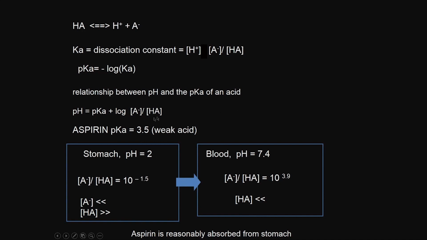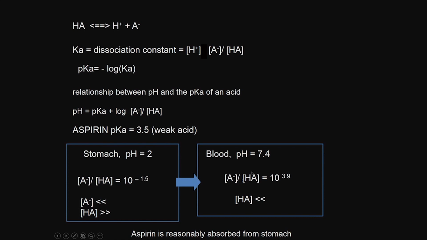If you want to find out, for example, whether aspirin, which is an acid with pKa 3.5, gets absorbed: the stomach has a pH of 2, blood has a pH of 7.4. So, what is A minus divided by HA? At pH 2, that comes out to be 10 raised to the power minus 1.5. So, that means HA is quite large when compared to A minus. That means most of the drug is in the undissociated form, so it can get absorbed in the stomach.